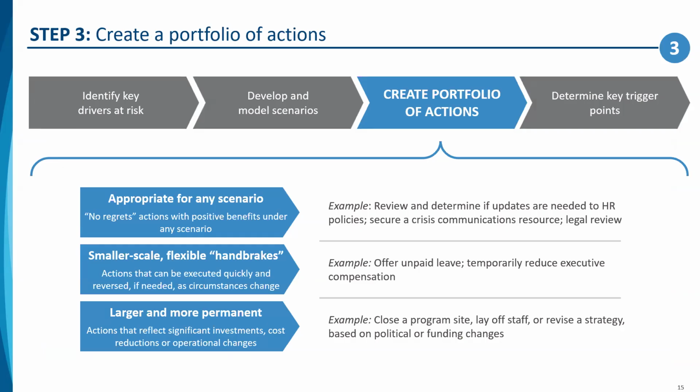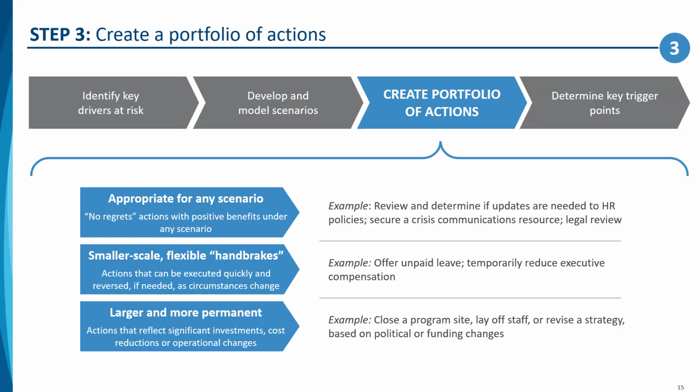So, after modeling the impact of that spectrum of scenarios you've created, this step is about developing the set of potential actions you could take to manage against these scenarios. So, in other words, what actions are needed to help preserve or strengthen your organization's financial, operational, and programmatic viability? We generally think about 3 different categories of actions that can be mixed and matched across any of the scenarios you developed. So the first category represents items that are no regrets moves. So the things you might pursue in any scenario.